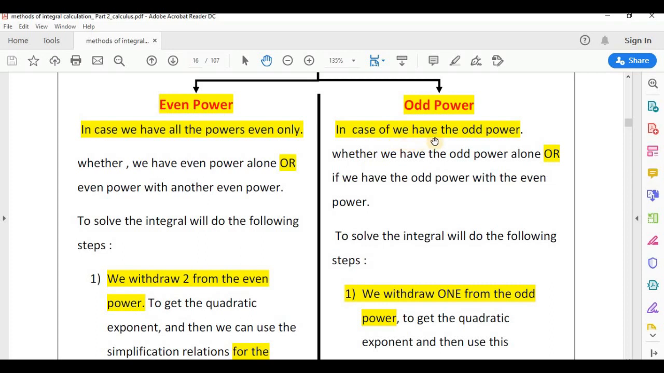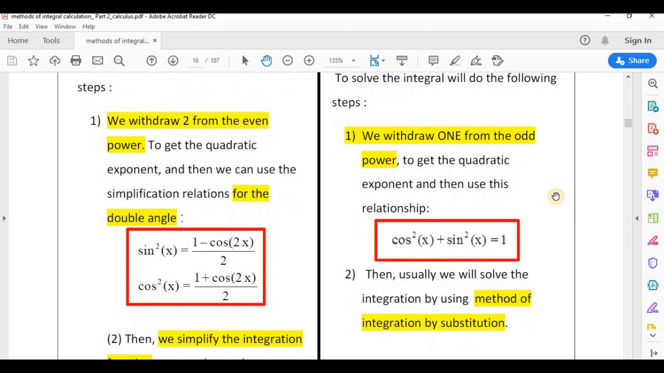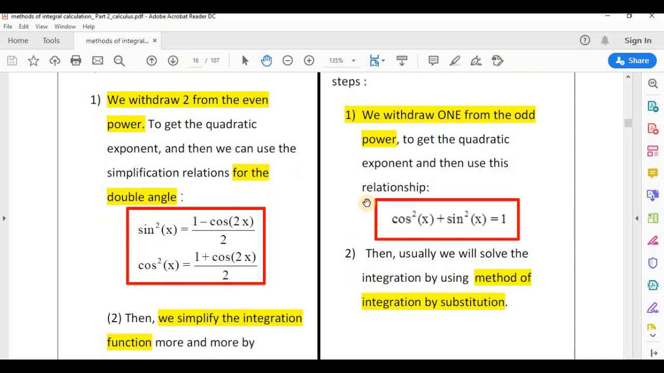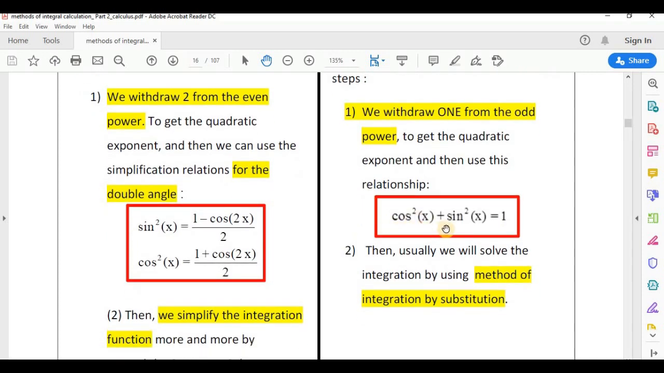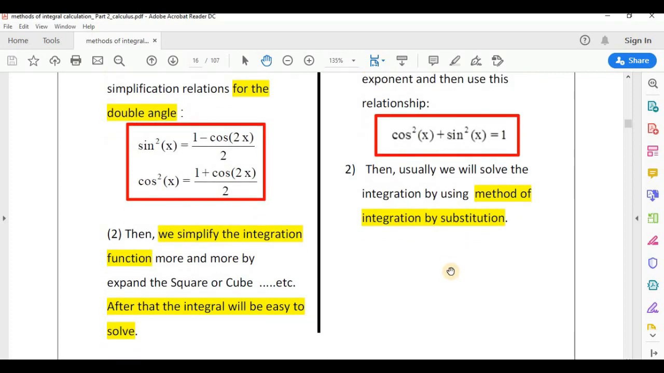So here, in case we have the odd power, whether we have the odd power alone or the odd power with an even power, to solve this integral we will do the following. We have only two main steps. The first step, withdraw 1 from the odd power to get the quadratic exponent and then use this relationship: cosine to the power 2 plus sine to the power 2 equals 1. Second step, by the substitution method, we will solve this type of integral.